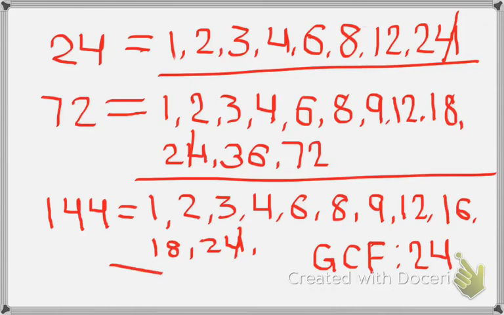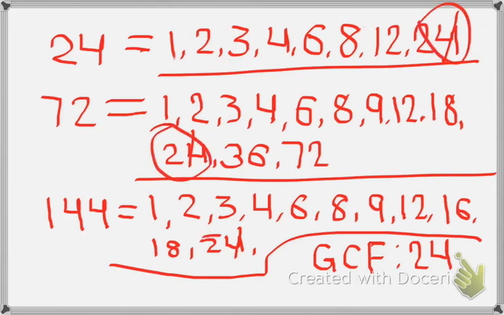Another one is 144, right over here. The factors for those are 1, 2, 3, 4, 6, 8, 9, 12, 16, 18, 24. And the greatest common factor for these is 24, because it's the highest number that goes into all of them, and that's 24 here, 24 here, and 24 here.